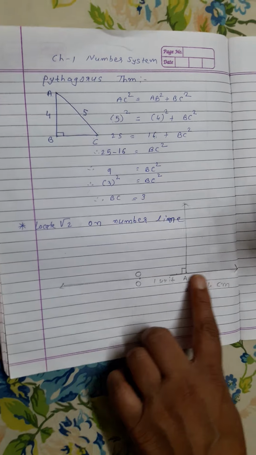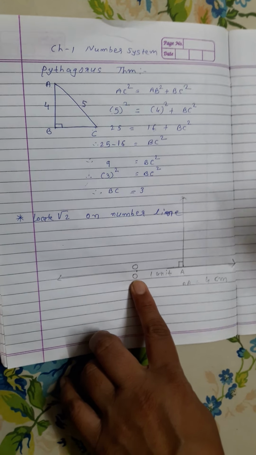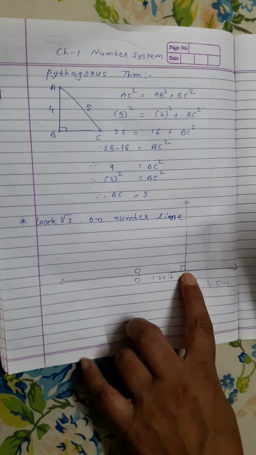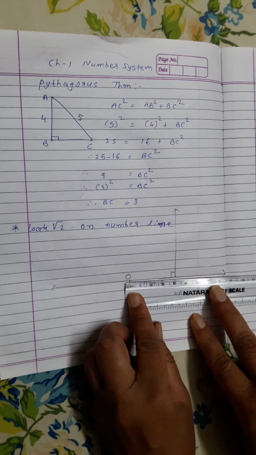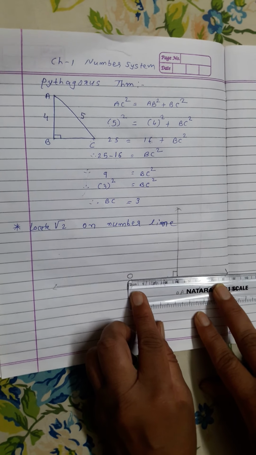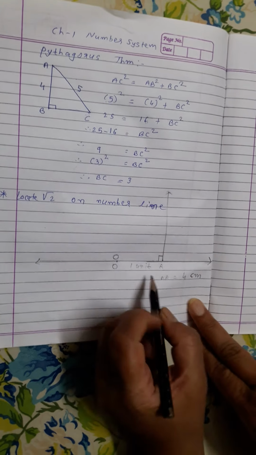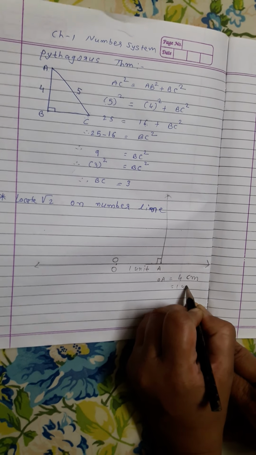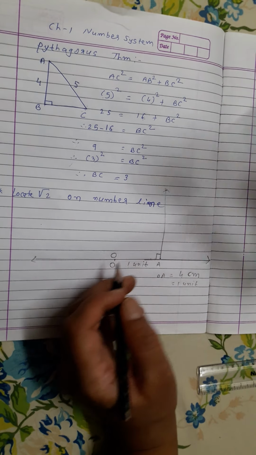So we draw a number line, take point O which corresponds to 0. Then we draw OA equal to 4 centimeter, and this 4 centimeter equals 1 unit. And then we draw a right angle by using a protractor.